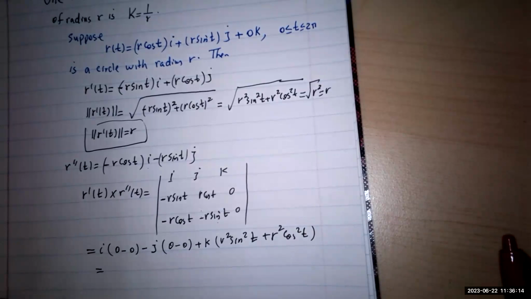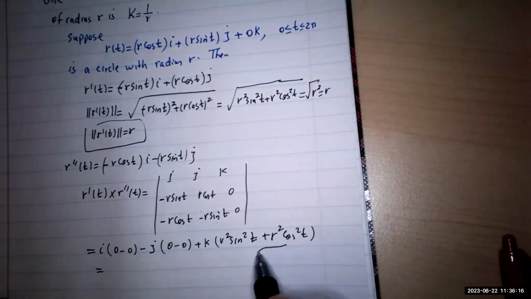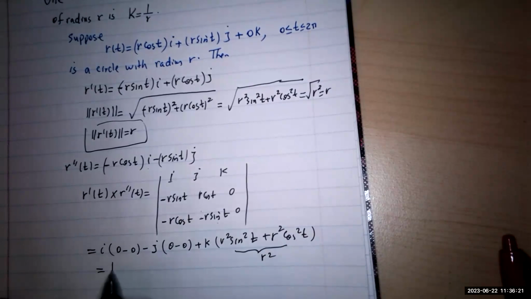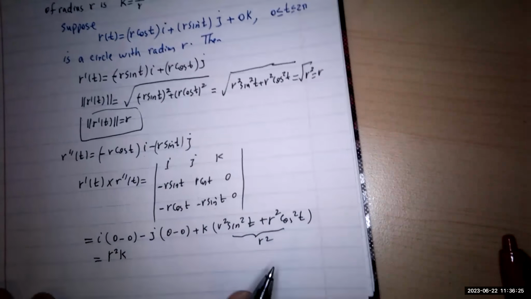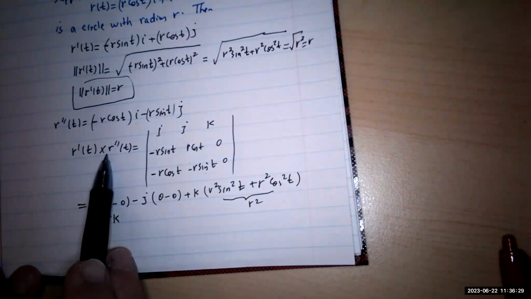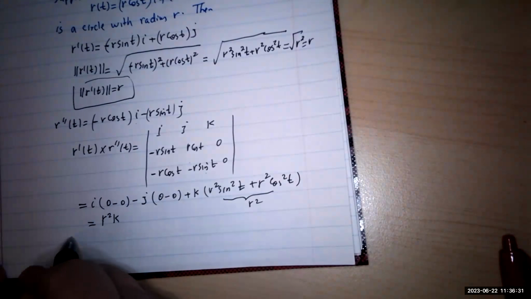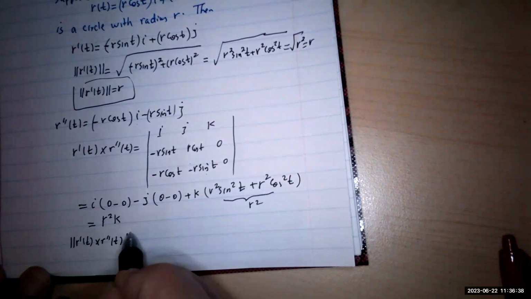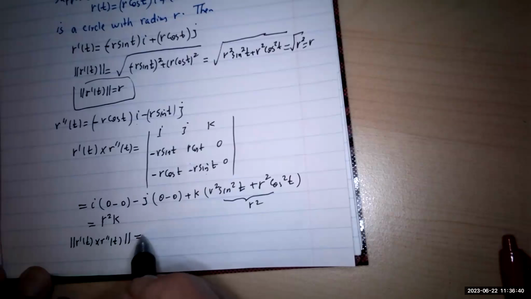Okay, you factor out the R squared. So sine squared plus cosine squared would be 1. So eventually you get K R squared, or R squared times K. Okay, so that would be the cross product. If you take the norm of the R prime of T cross R double prime of T, the norm would be just R squared.